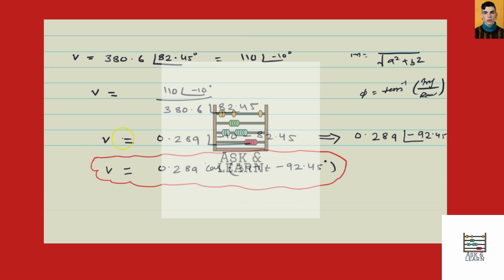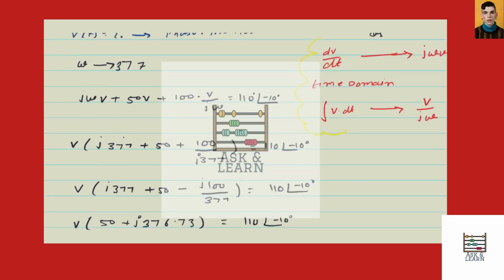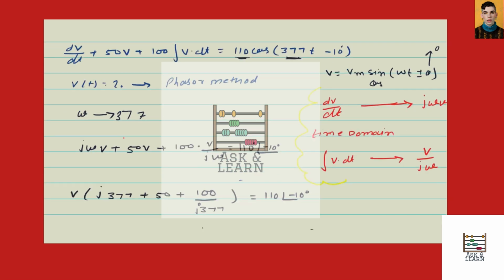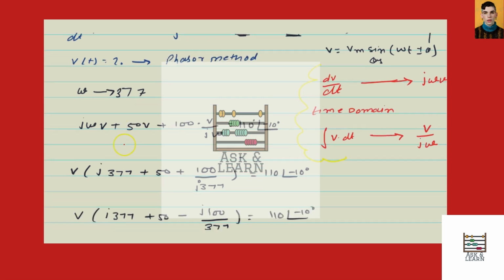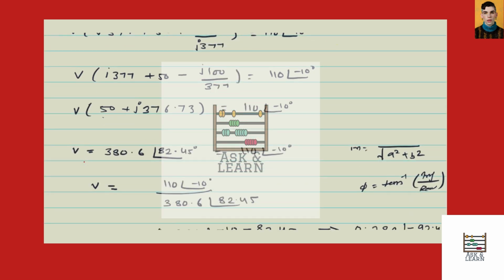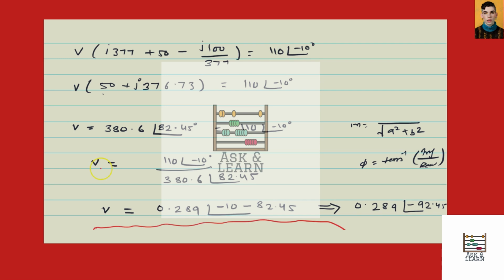So what we have to do in this problem? In this problem, simply an equation is given which is in the time domain. So first we convert this time domain approach into the frequency domain, by using this function. Then we take V as common, and simply apply the mathematical rules and find the value of the voltage in the phasor form.